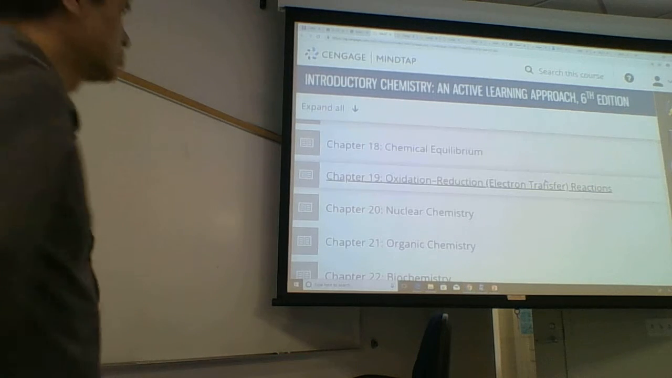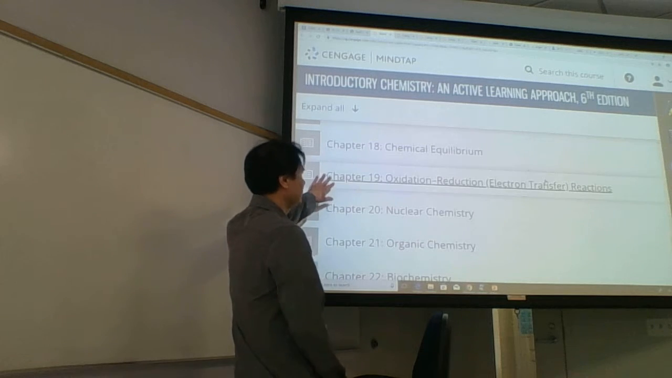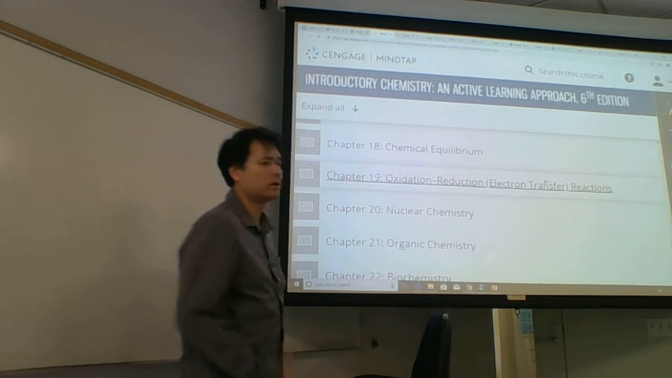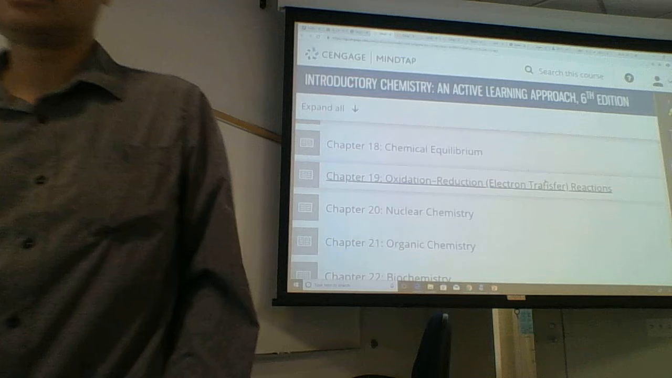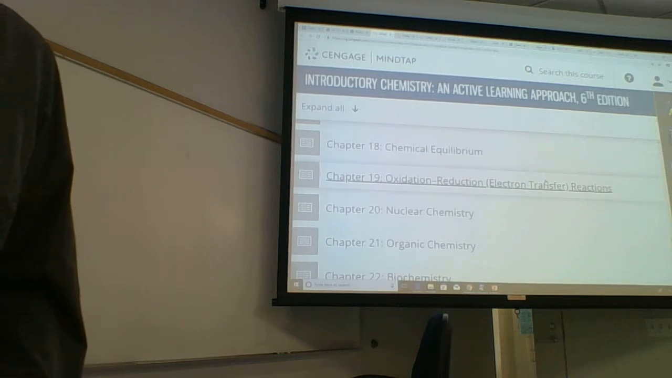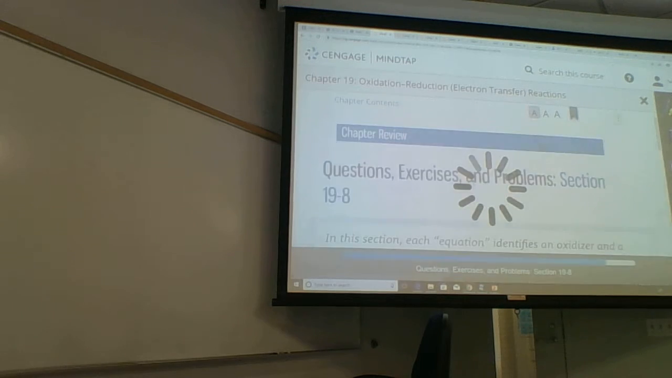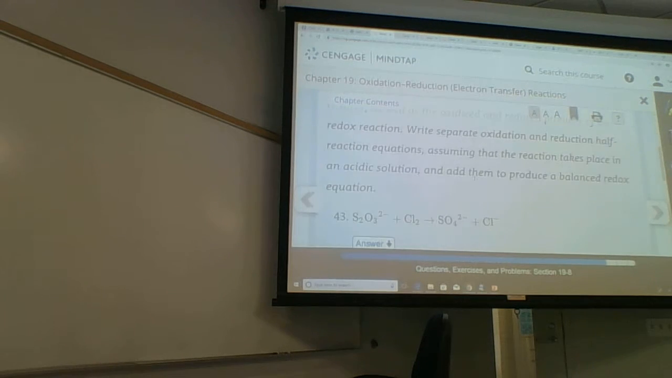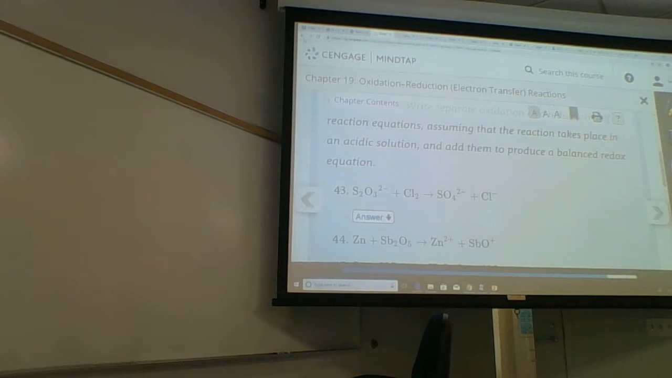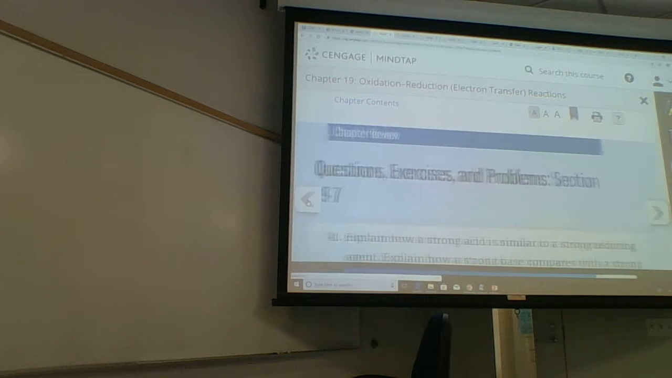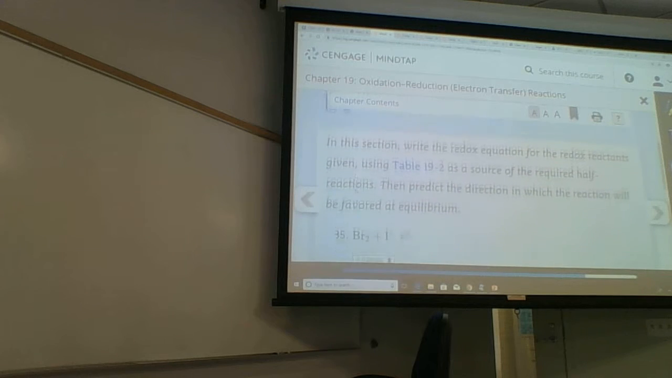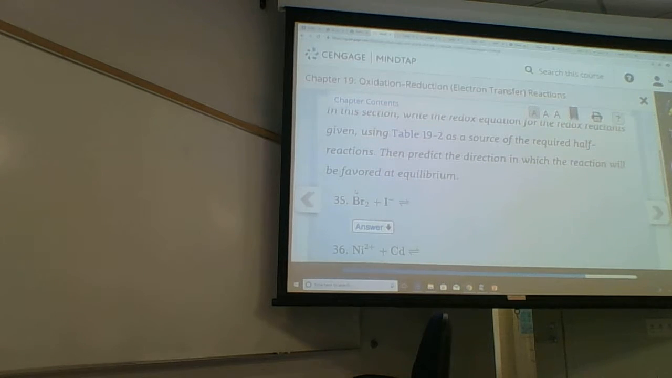So one of the things you could do is go to chapter 19. The reason I don't cover it right away is because it deals with batteries, and I don't want to talk about batteries at this time. But the way a battery operates is by taking advantage of redox reactions. And so you can see here the two types of redox reactions you're going to have.